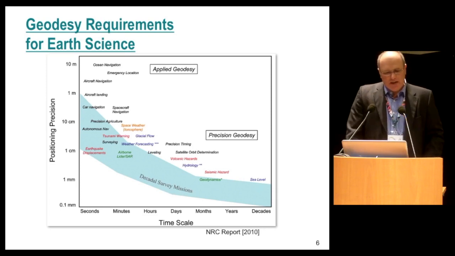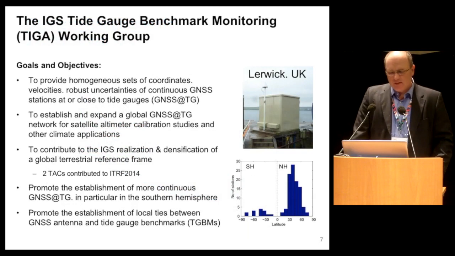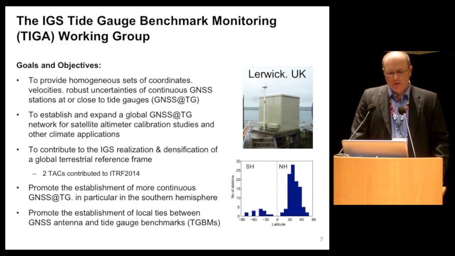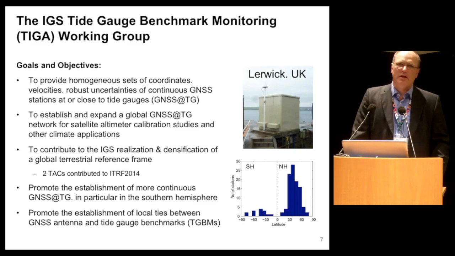So when we turn to TIGER now, of course, the main objectives and goals of TIGER are to produce solutions that can be used by the sea level community. And those solutions contain positions, a combined solution, and then vertical velocities. They also promote the establishment of GPS or GNSS stations in the southern hemisphere.